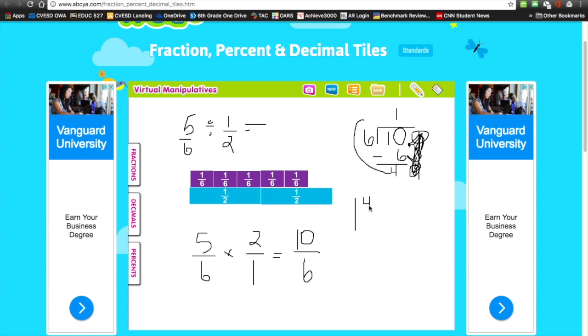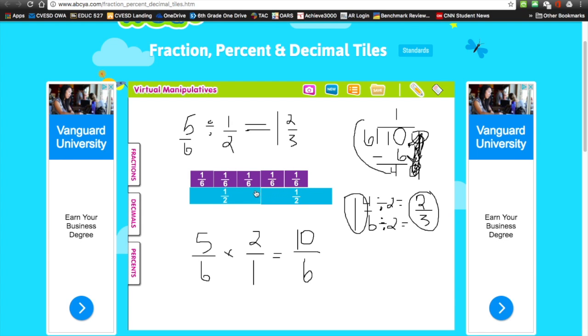and 4/6. However, 4/6 can be divided, can it not? Yes. Divided by 2. And what is 4 divided by 2, ladies and gentlemen? 2. 6 divided by 2? 3. My answer is 1 and 2/3.